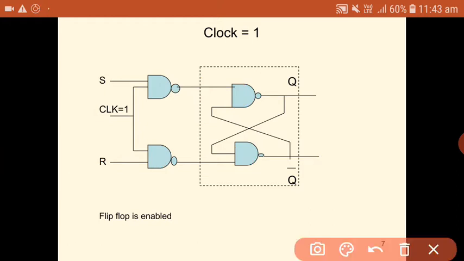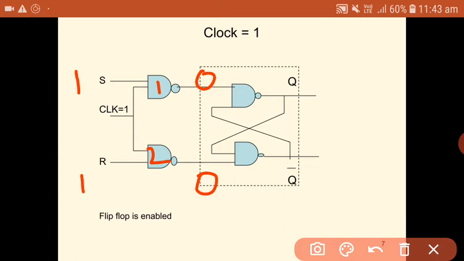Similarly, I am considering the fourth combination, R equal to 1 and S equal to 1. So what happens if R is equal to 1 and S is equal to 1? Since anyhow the clock is equal to 1, the outputs of the first and second AND gates will be equal to 0, because for the first and second AND gates all the inputs happen to be 1, then the output of the first and second AND gates will be equal to 0.